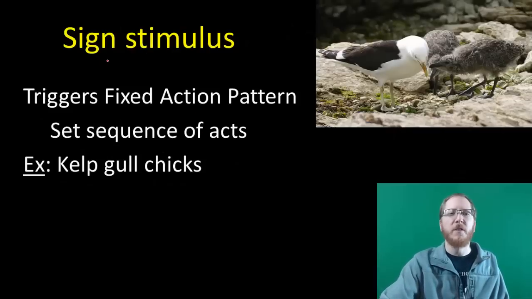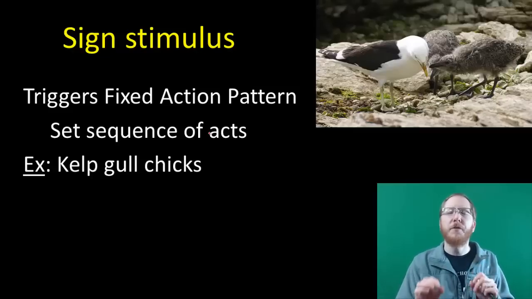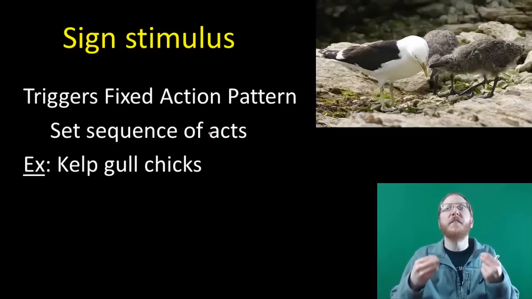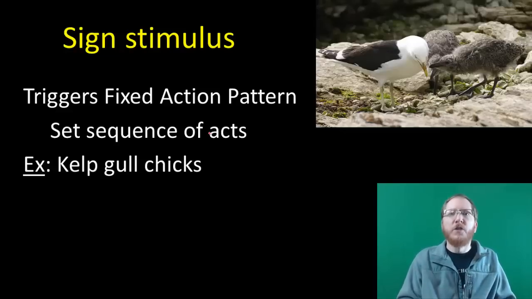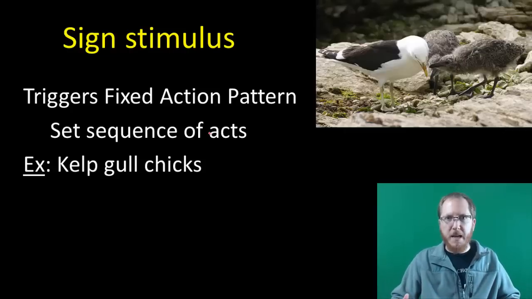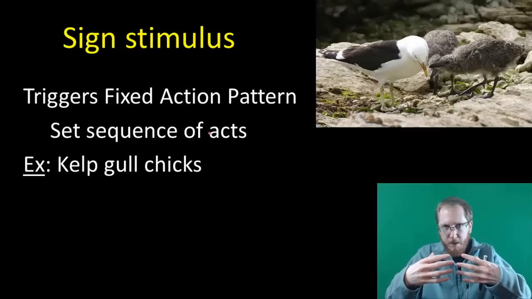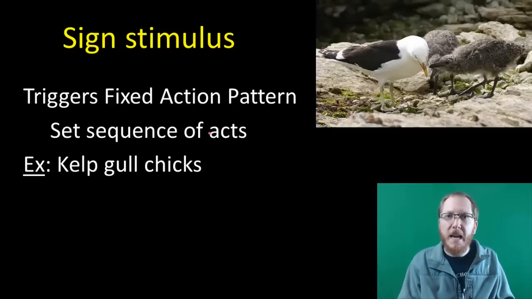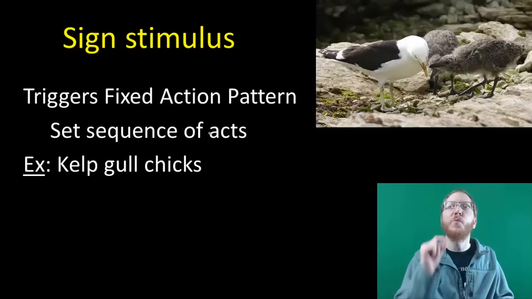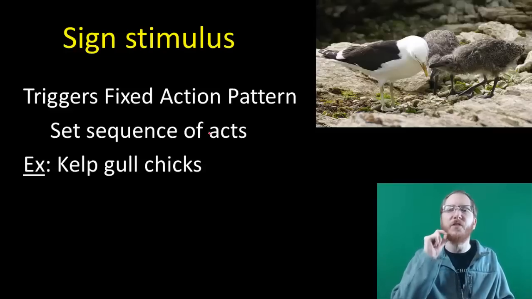Now, a sign stimulus is something that triggers a fixed action pattern, sometimes called FAP. These are important because once you start, you will finish this sequence of acts, this sequence of events, no matter what. So if I have an egg, you're going to see a bird will roll that egg. If it's a mother bird sitting on her nest, she will take her neck, pull it in, and she will do that if it looks like an egg. She will do that if she sees the egg, and then you remove the egg. She will keep going. She will not stop, even if the stimulus is gone. That's how you know it's a fixed action pattern.